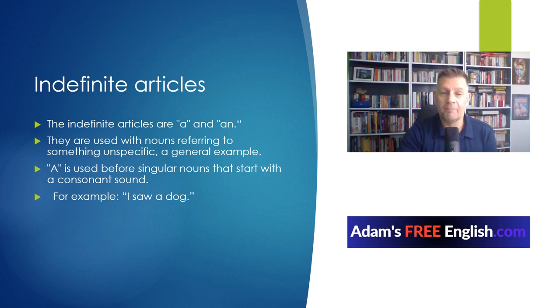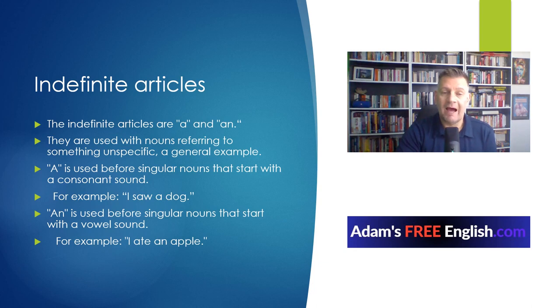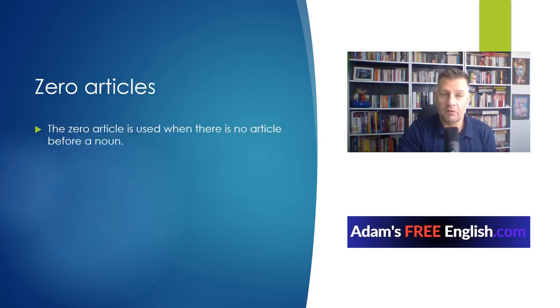So we use a. An we use before singular nouns that start with a vowel sound. For example, I ate an apple. You wouldn't say I ate a apple. It just doesn't sound right. So if it's a noun that starts with a vowel, it's going to use an for the indefinite article. Okay.